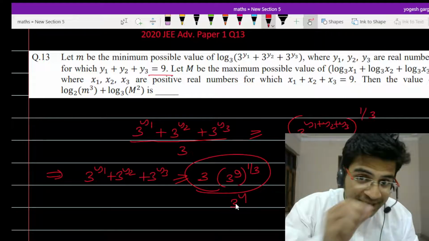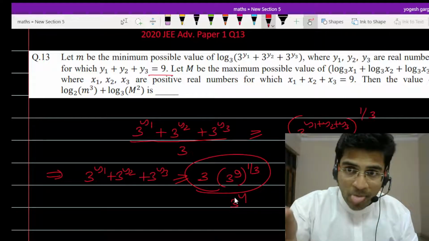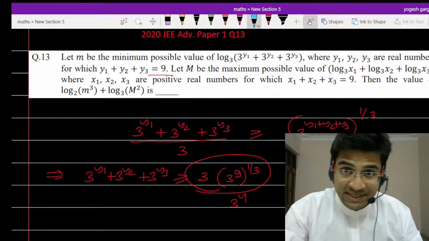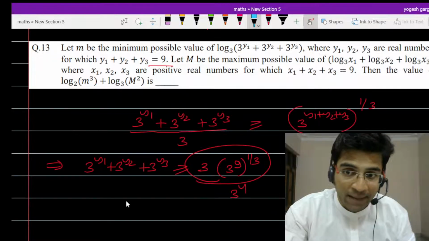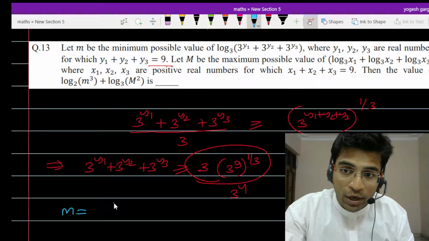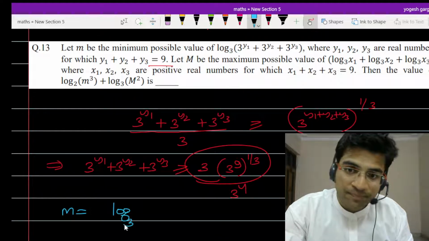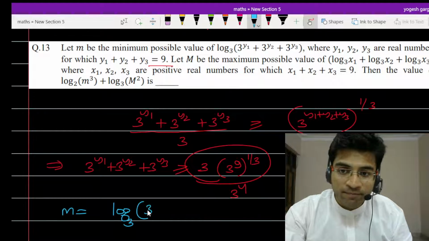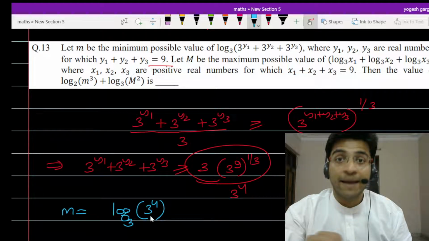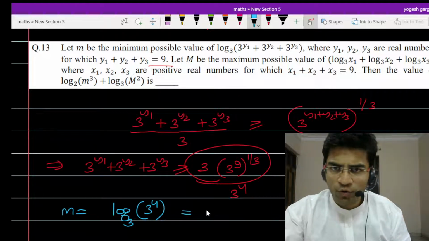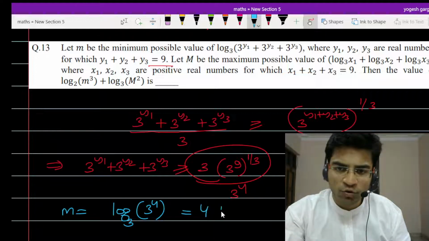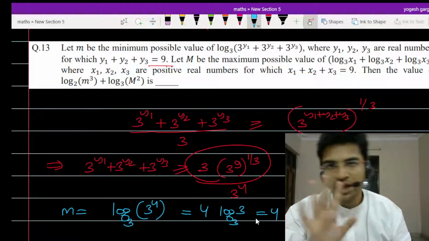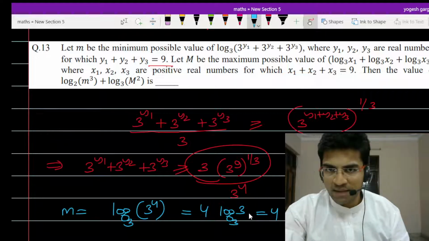It means the minimum possible value, small m, will be equal to log base 3 of 3 to the power 4. So this is your small m, and this is equal to 4. You can see it very clearly. It is 4 into log base 3 of 3, and that is equal to 4. So small m is equal to 4.